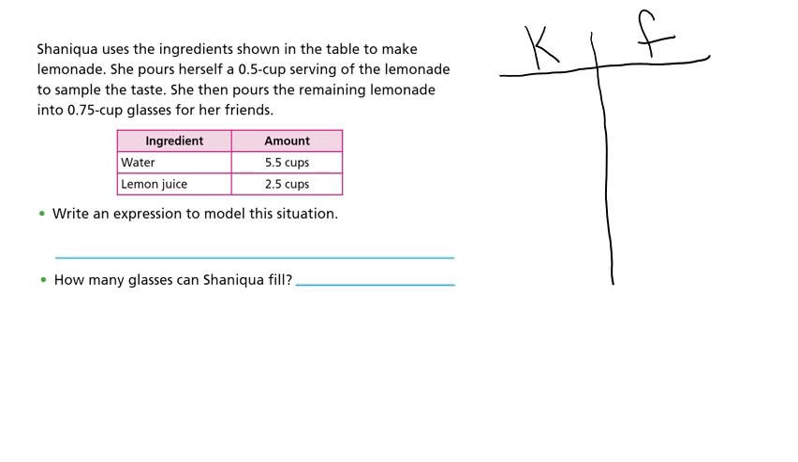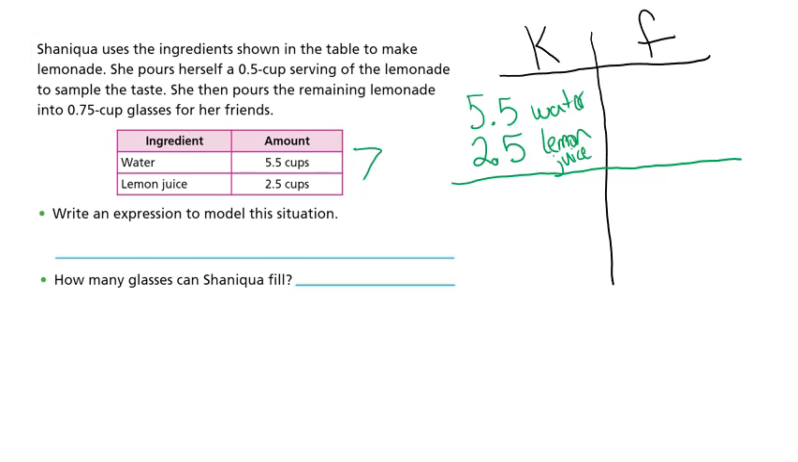So there's a lot of things going on in this problem. First of all, she's making lemonade and she has these ingredients. So she has 5 5/10 cups water, and she has 2 5/10 cups lemon juice. I think she forgot the sugar. It's going to be not great lemonade. Anyway, so she's going to make a certain amount of lemonade.